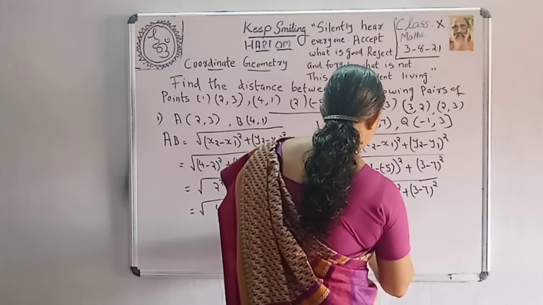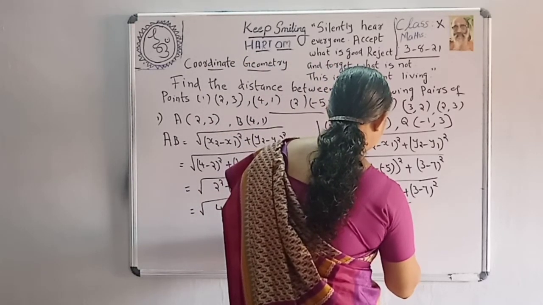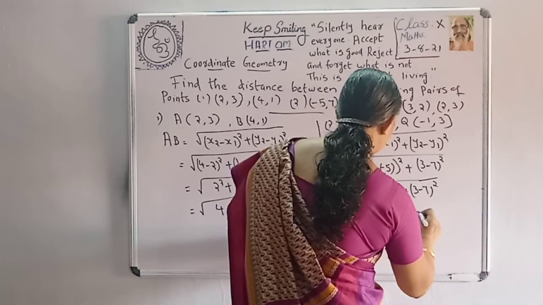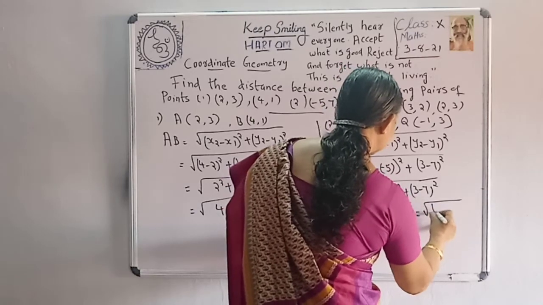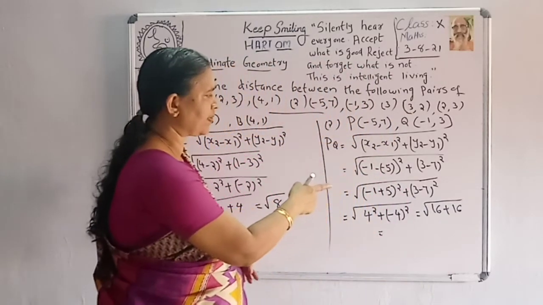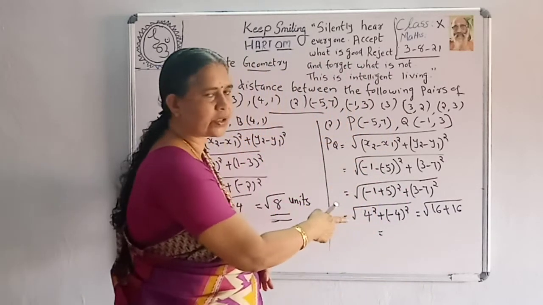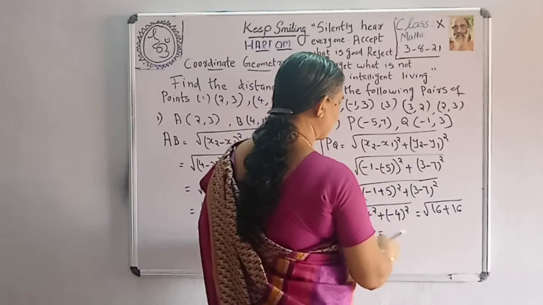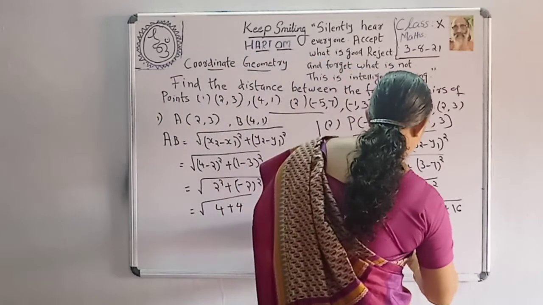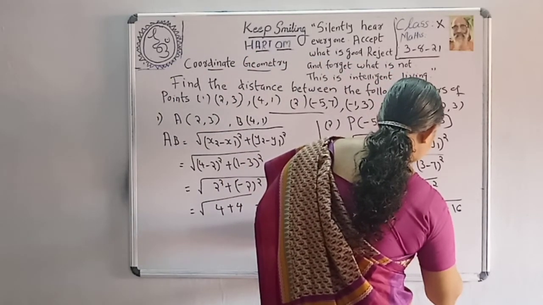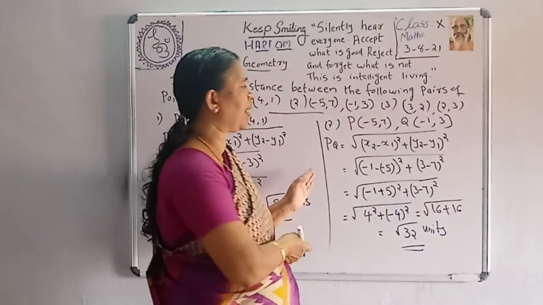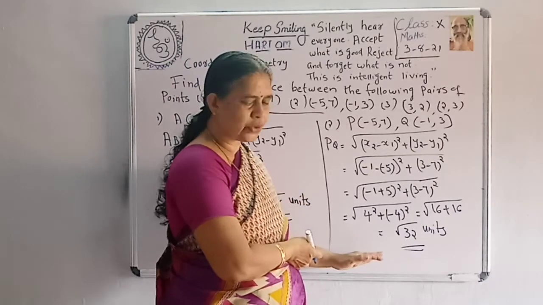That is equal to square root of 4 square plus 3 minus 7, which is minus 4, the whole square. That is equal to square root of 4 square, which is 16, plus 16. That is equal to square root of 32 units. So the distance between the points P(minus 5, 7) and Q(minus 1, 3) is root 32 units.